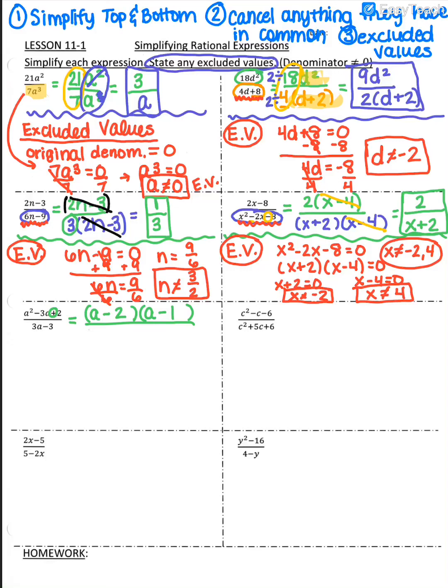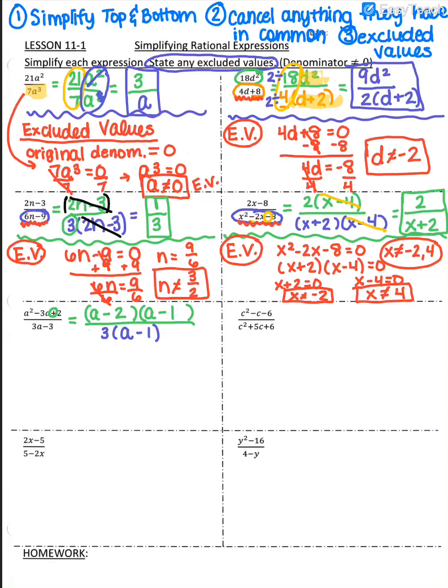All right, so on the bottom, I have a 3a minus 3. I can divide them both by 3, so that's my GCF. So I have a 3. 3a divided by 3 gives me just an a, and then negative 3 divided by 3 gives me a negative 1. So now I can kind of see that I'm going to have some things that cancel here.